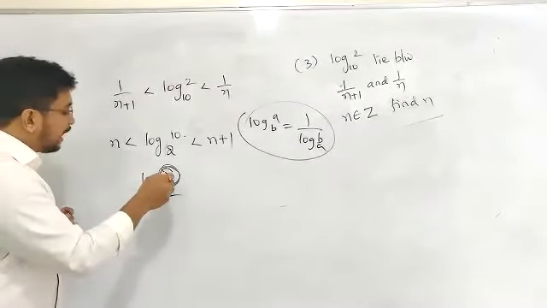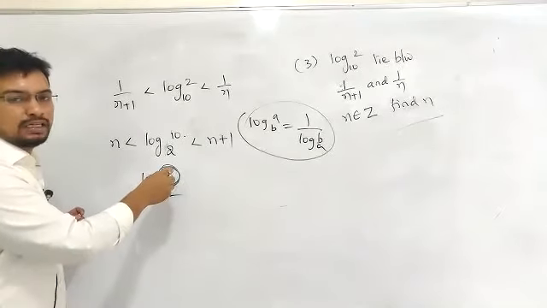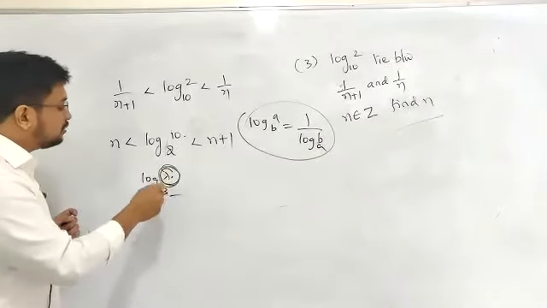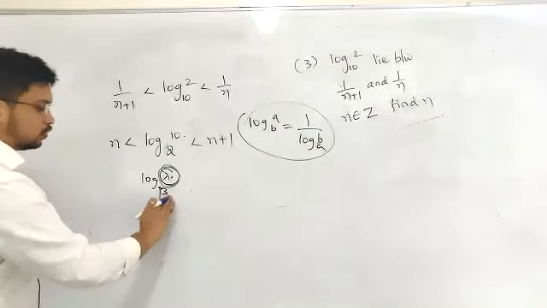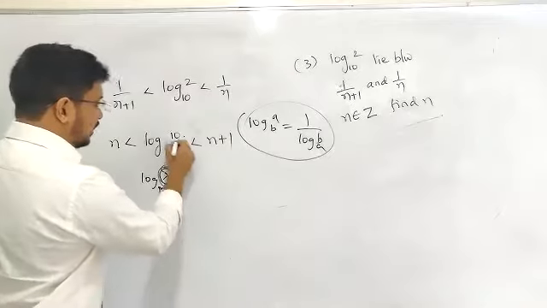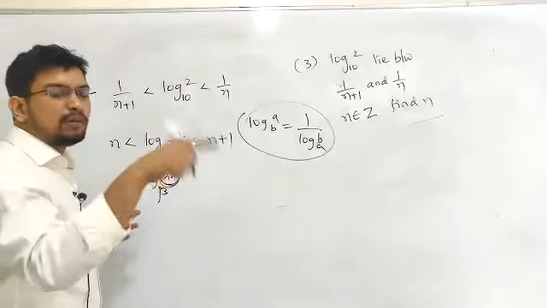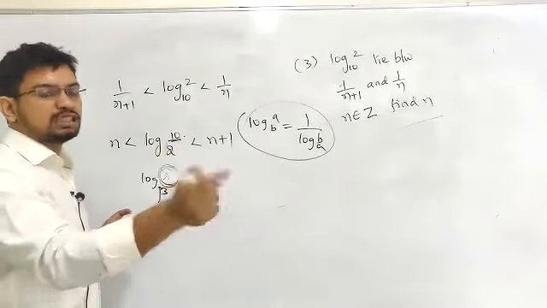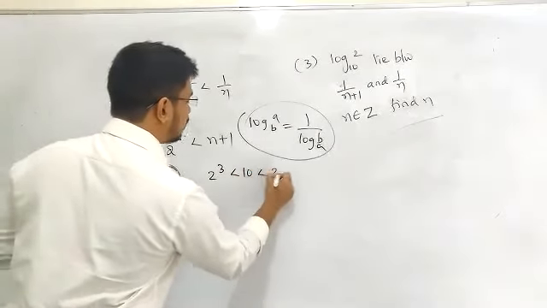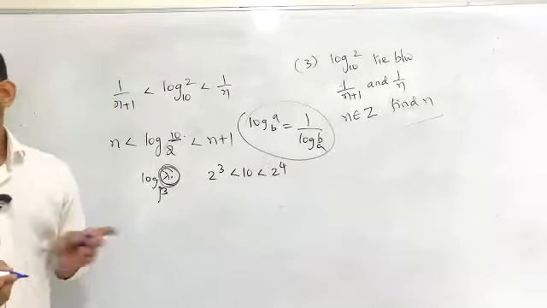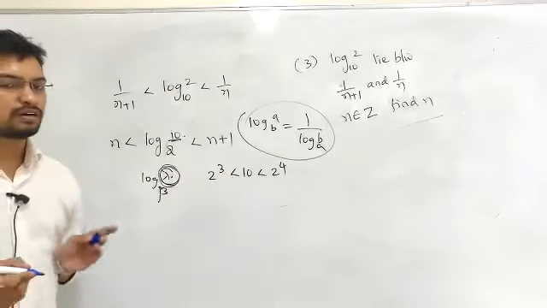Write the lambda argument in beta powers, as an inequality in terms of beta. I'll write 10 lies between powers of 2: 10 lies between 8 and 16. So I can write it as 2 cube is less than 10 is less than 2 power 4.